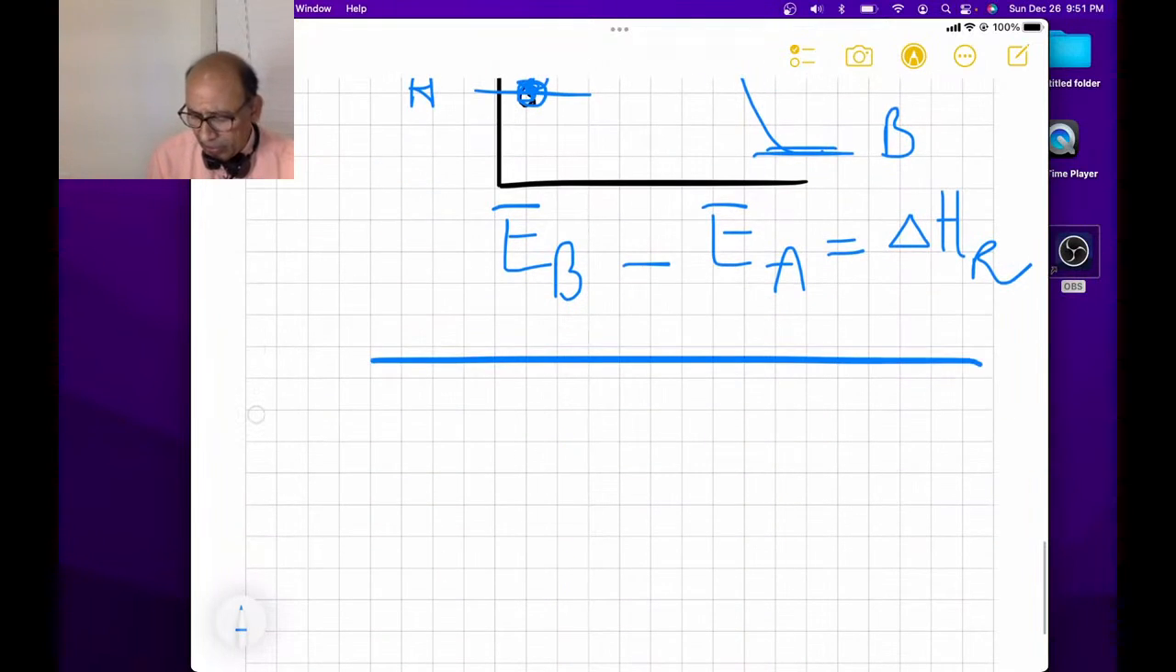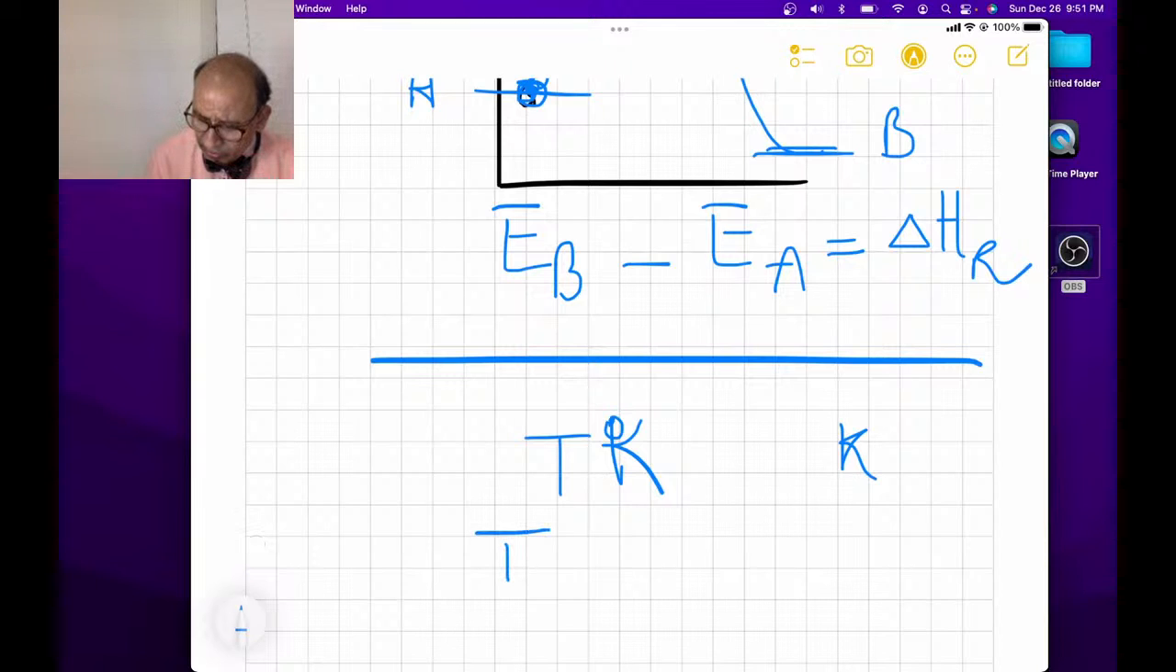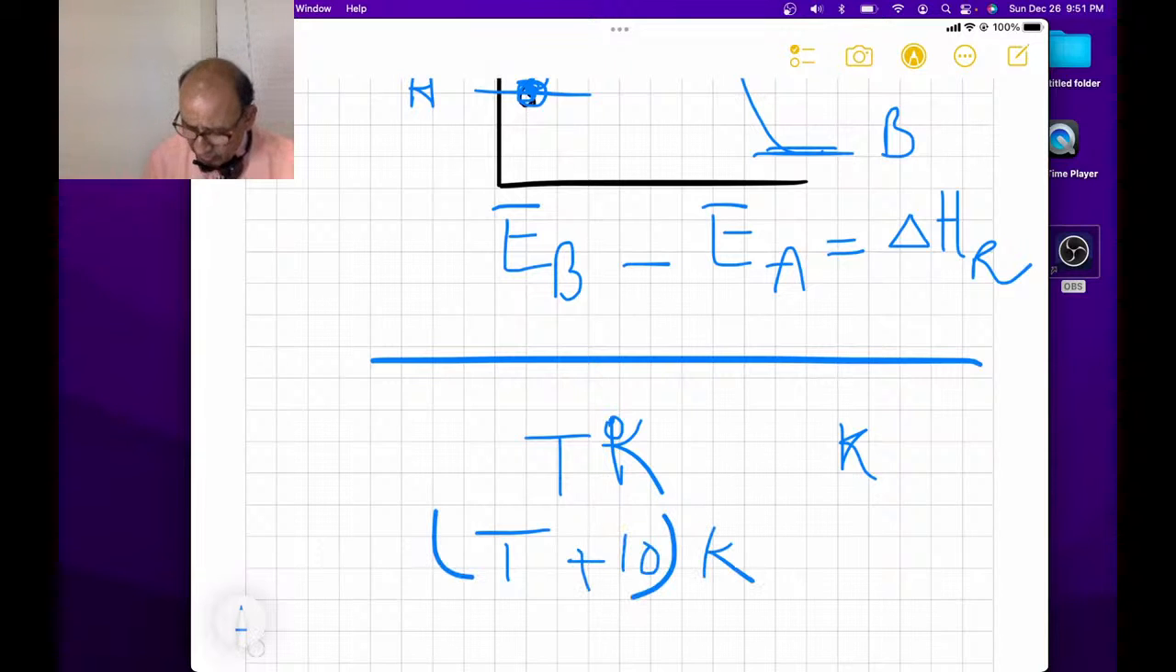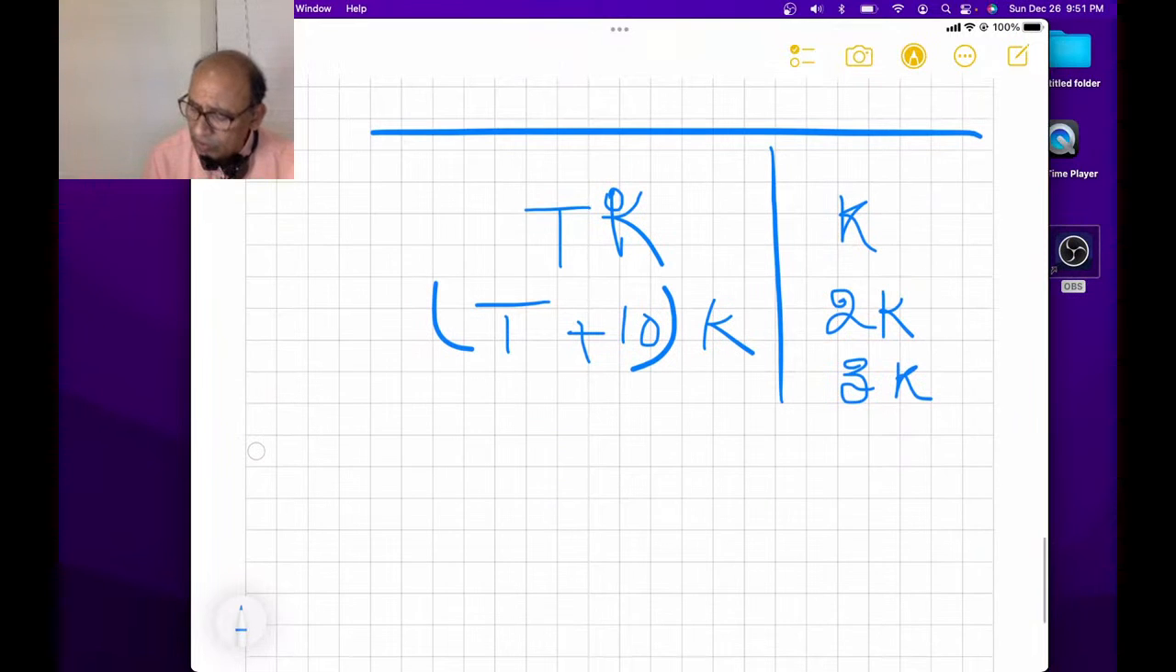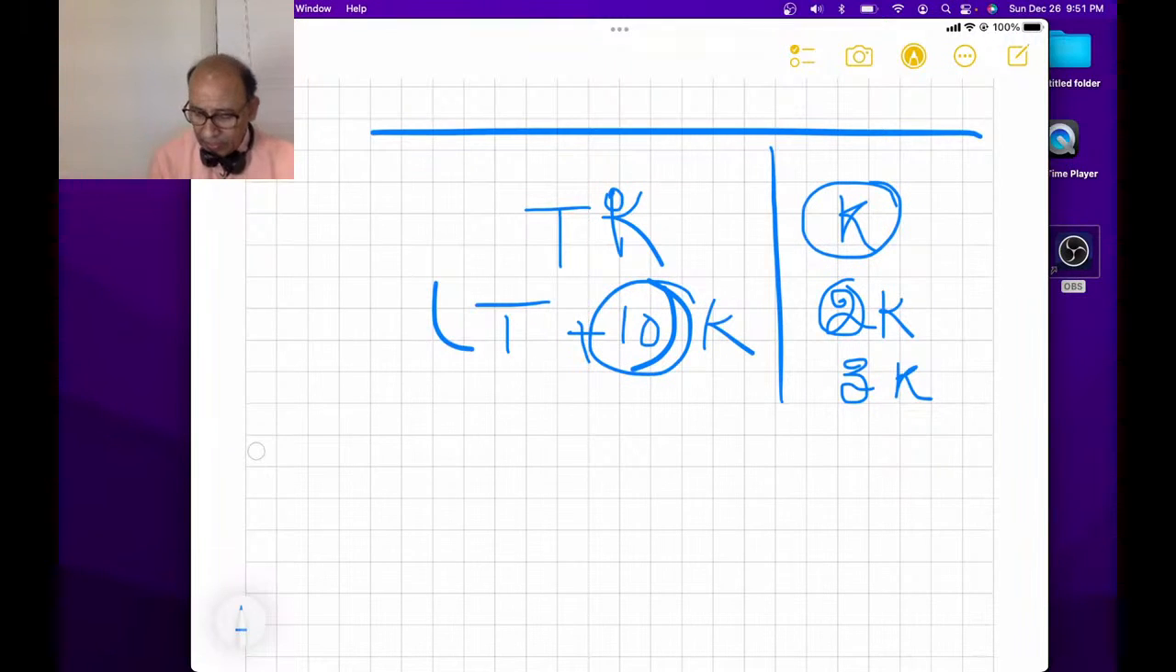And one another important idea we need to share. Most of the time, if you are carrying out a reaction at T Kelvin, if the rate constant is K, and you are carrying out the same reaction at T plus 10 K, for a rise of temperature of 10 degrees, the rate constant value usually doubles. Rarely it may also become 3 times. The extent to which the rate constant rises for a rise of 10 degrees is called temperature coefficient.